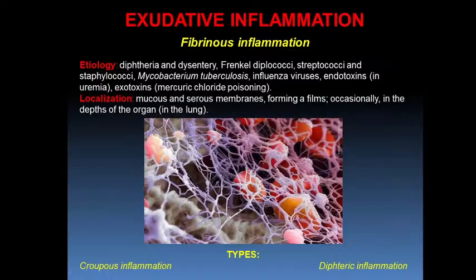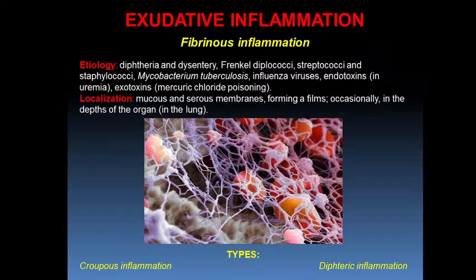The next type of inflammation is named fibrinous inflammation. Fibrinous exudate contains a large amount of fibrin, which is formed from fibrinogen by the action of tissue thromboplastin. Usually fibrinous inflammation is caused by diphtheria and dysentery, Frankel diplococci, streptococci, staphylococci, sometimes Mycobacterium tuberculosis, influenza viruses, endotoxins like uremia endotoxins, and exotoxins, for example mercuric chloride. Usually fibrinous inflammation is localized in the mucous and serous membranes, forming films, which are typical and specific for this type of inflammation. Sometimes it can develop in the depths of the organ, like croupous pneumonia in the lung.